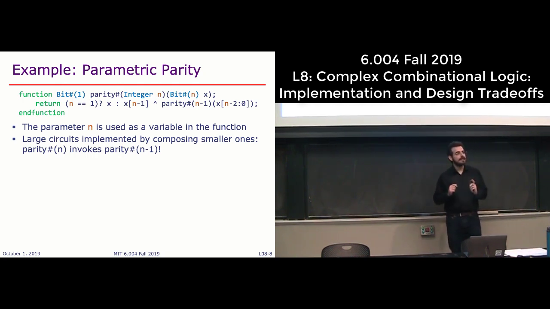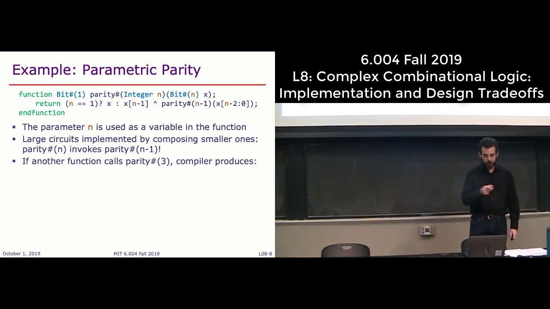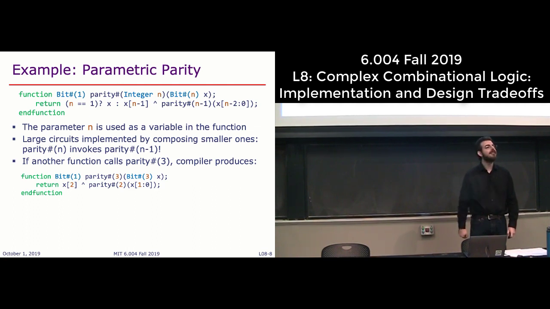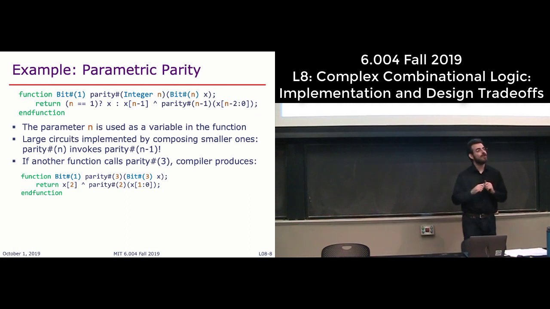But then the magic is, how does the compiler interpret this? Because there's one extra step that happens. Let's say that some other function calls parity of 3. The compiler will look at that and say, okay, let me produce code for parity of 3. So wherever you have n, it plugs in a 3. And whenever you have an expression that depends on n, it just evaluates that expression. So it will say, parity of 3 takes a 3-bit x, which returns x of 2 XOR parity of 2 of x of 1 to 0. Now that's a real function, a concrete instance of a function.